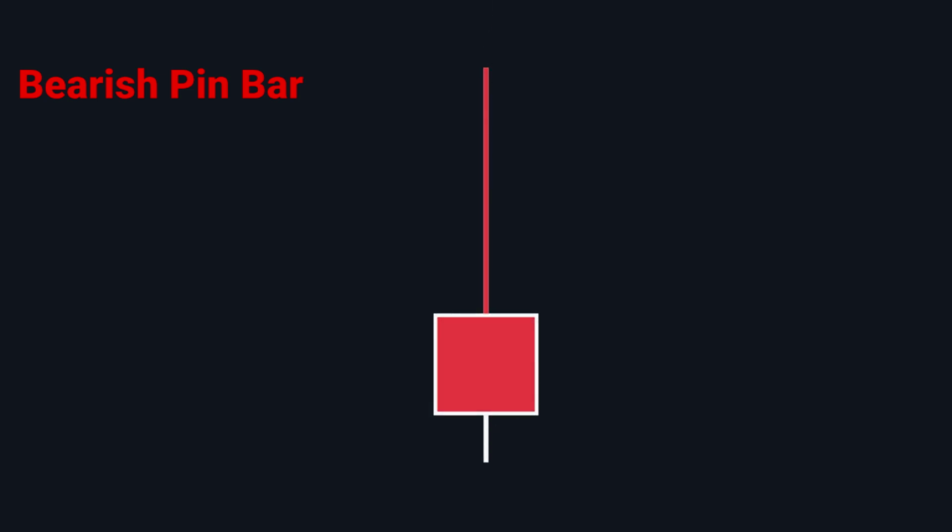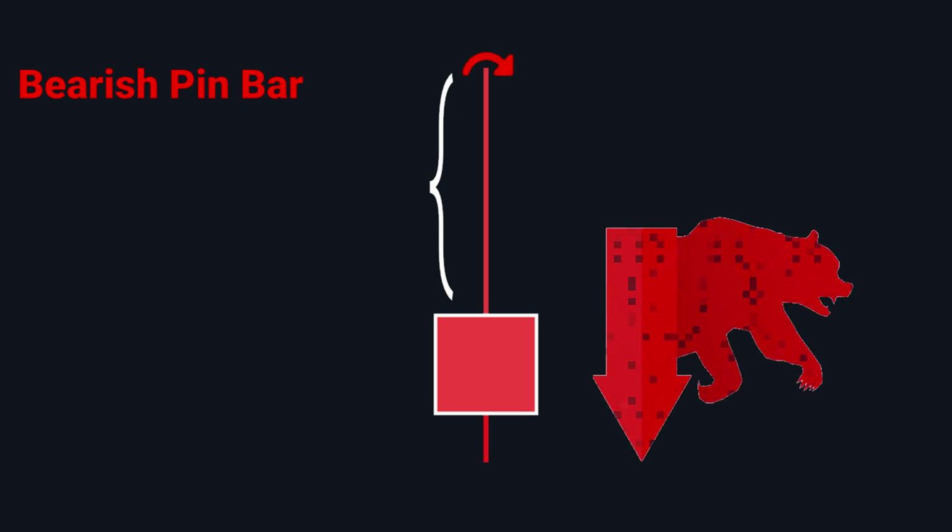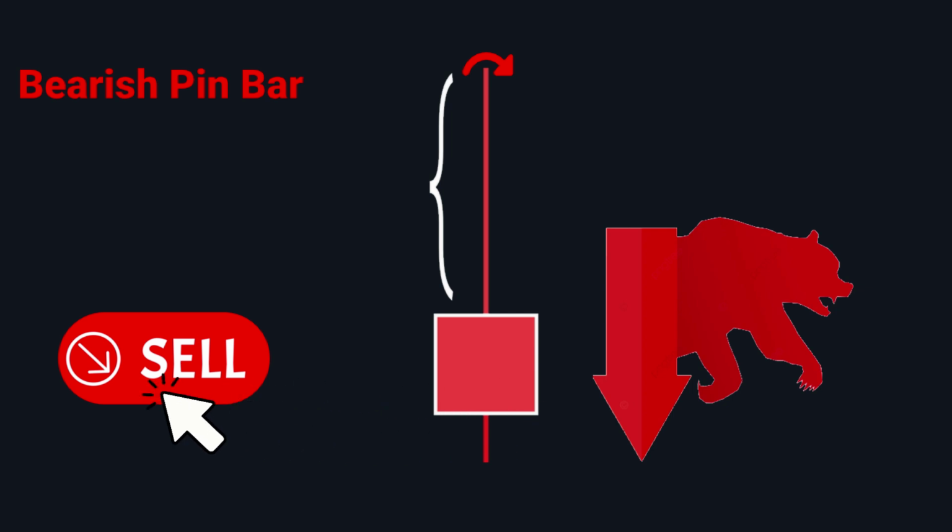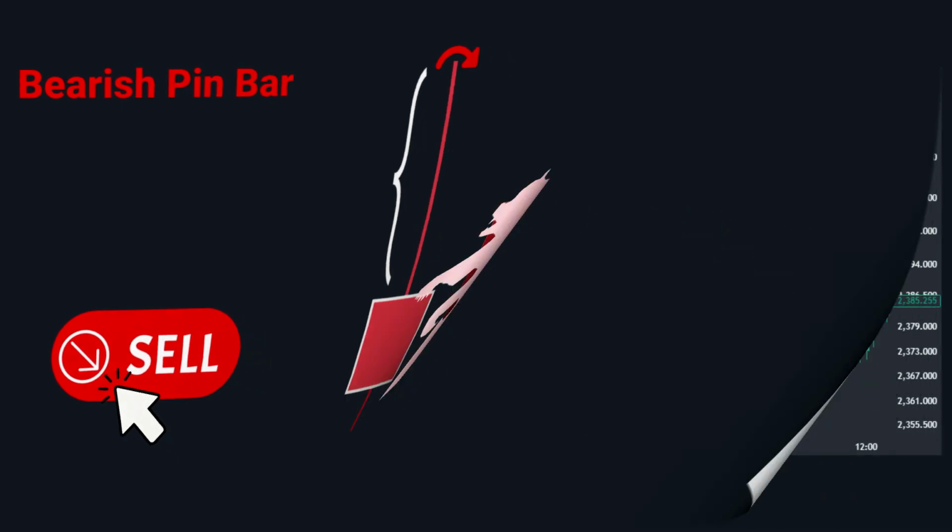In contrast, a bearish pin bar has a long upper shadow, a small body, and a short lower shadow. This upper shadow shows a rejection of higher prices, signaling potential momentum loss and a possible bearish reversal ahead. Once a bearish pin bar is confirmed, traders often seek short selling opportunities to capitalize on the anticipated downward move.